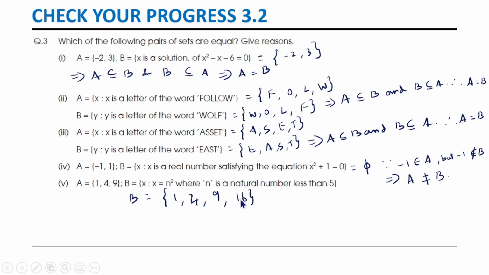Here we can see that 16 is an element of B, whereas 16 is not in A. Since 16 belongs to B and 16 does not belong to A, this implies A is not equal to B. So these are the reasons why the two sets are either equal or not equal in the last two cases.